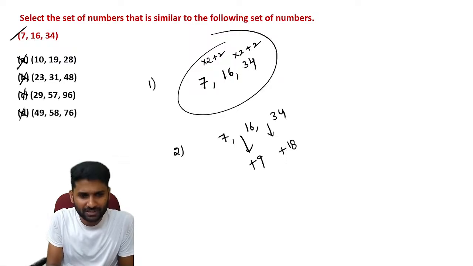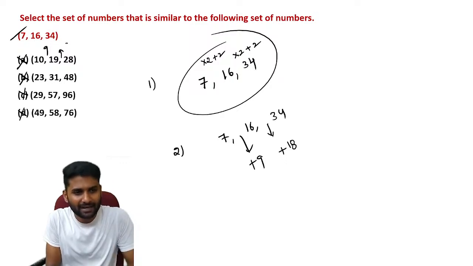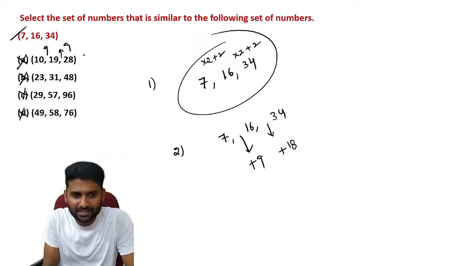Now go through the options here. You can see a difference of 9 units, but 19 and 28 differ by only 9 units. According to the sequence, it should be double. So it's wrong. 23 and 31, here the difference is 8, and 31 and 48 differ by 17. It does not follow our condition.